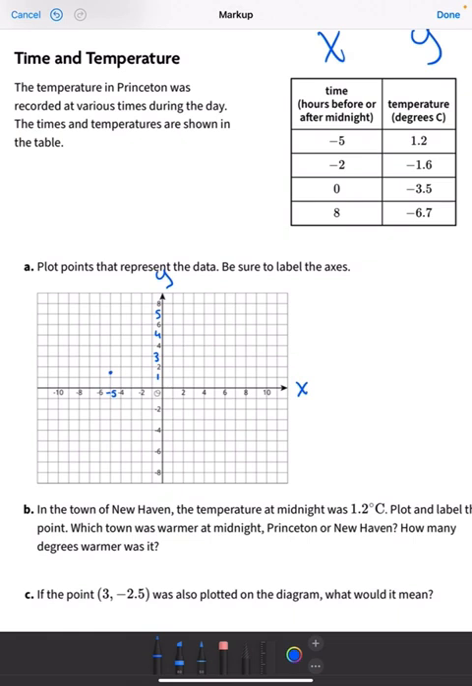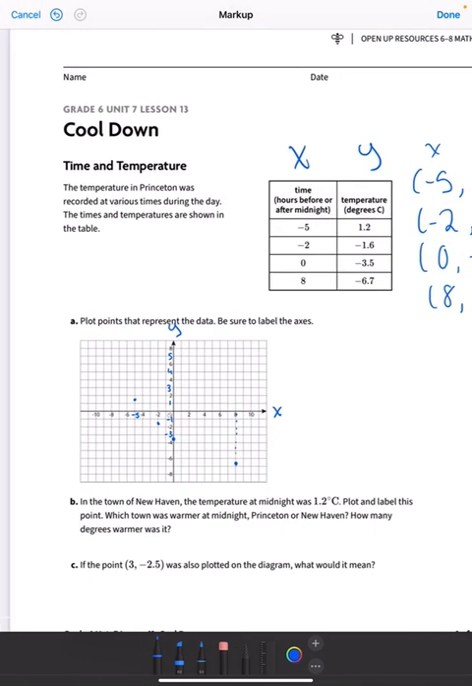Then I go over to -2, down to -1.6. I know that -1's here, so it's going to be right about here. 0, -3.5. I know this is -3. Staying on 0, it's going to be right here. And going over to +8, down to -6.7. So I stay on this line. This is -6, so we'll be closer to -7. So right about there. That's my line of temperatures.